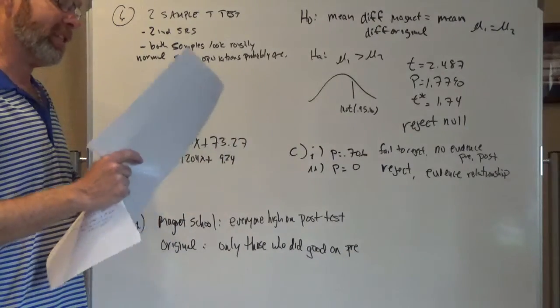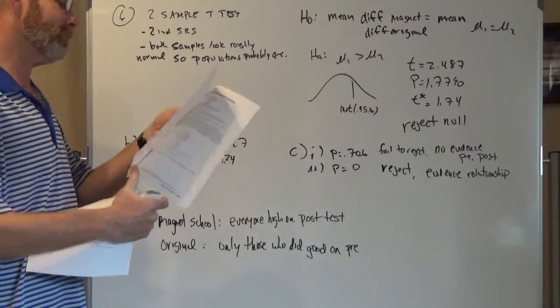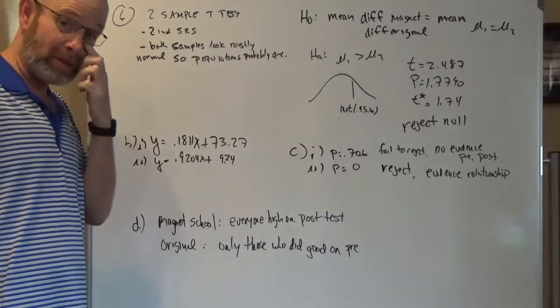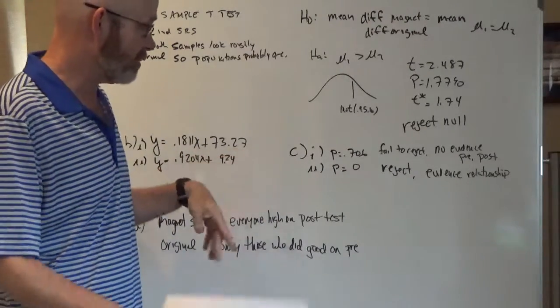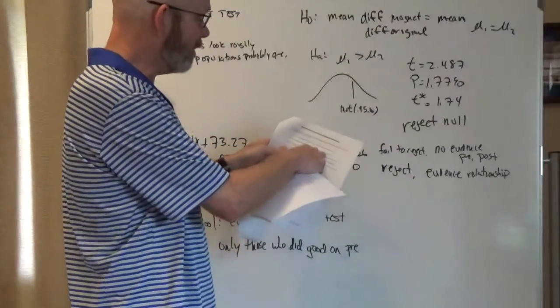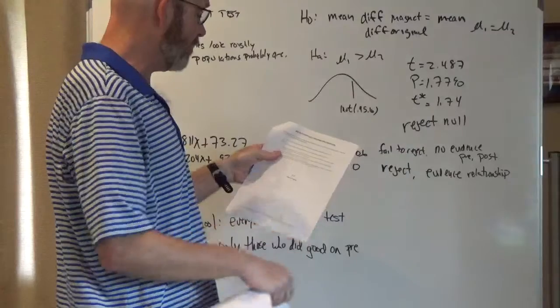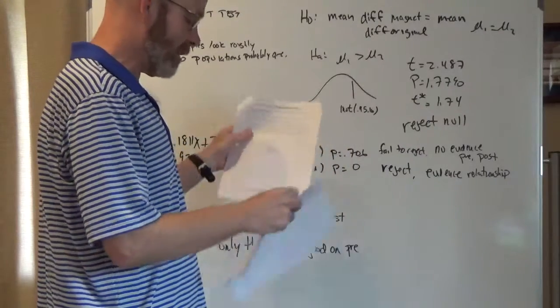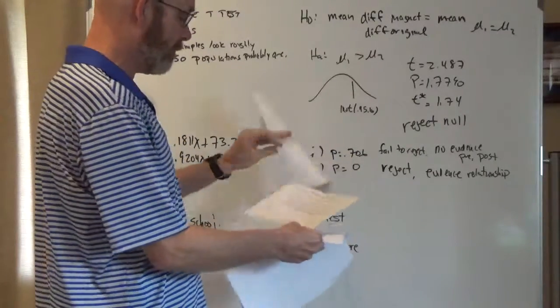Then they said, part C said, let's run a test to see if there's a relationship. So this is a slope relationship. So we have, there's no correlation, or the slope is 0, then there is a correlation, the slope is not 0. And then they said use the same printout. So let's go back to the printout.